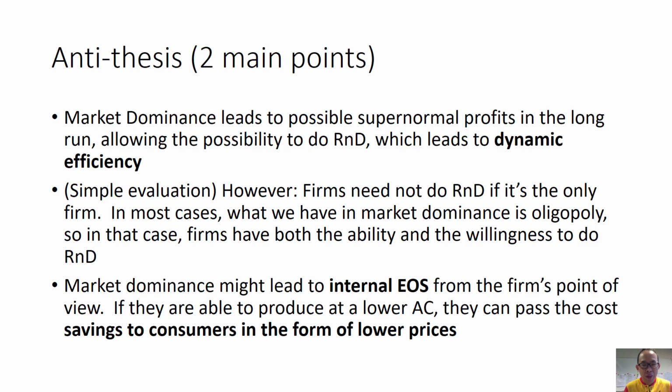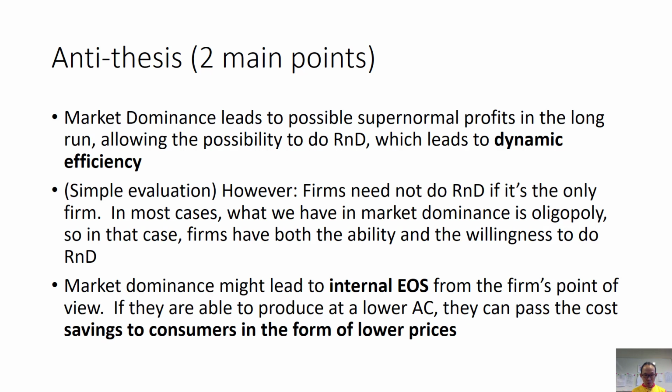Okay, so the first point for the antithesis is that market dominance benefits society because the supernormal profits allow it to achieve dynamic efficiency. Now, if you need a second point, for a 15-mark essay, you only need roughly 3 points. Since you already have 2 points for your thesis, which, if you recall, were allocative inefficiency and productive inefficiency, for your antithesis it is okay to just have 1 point: that market dominance leads to dynamic efficiency.